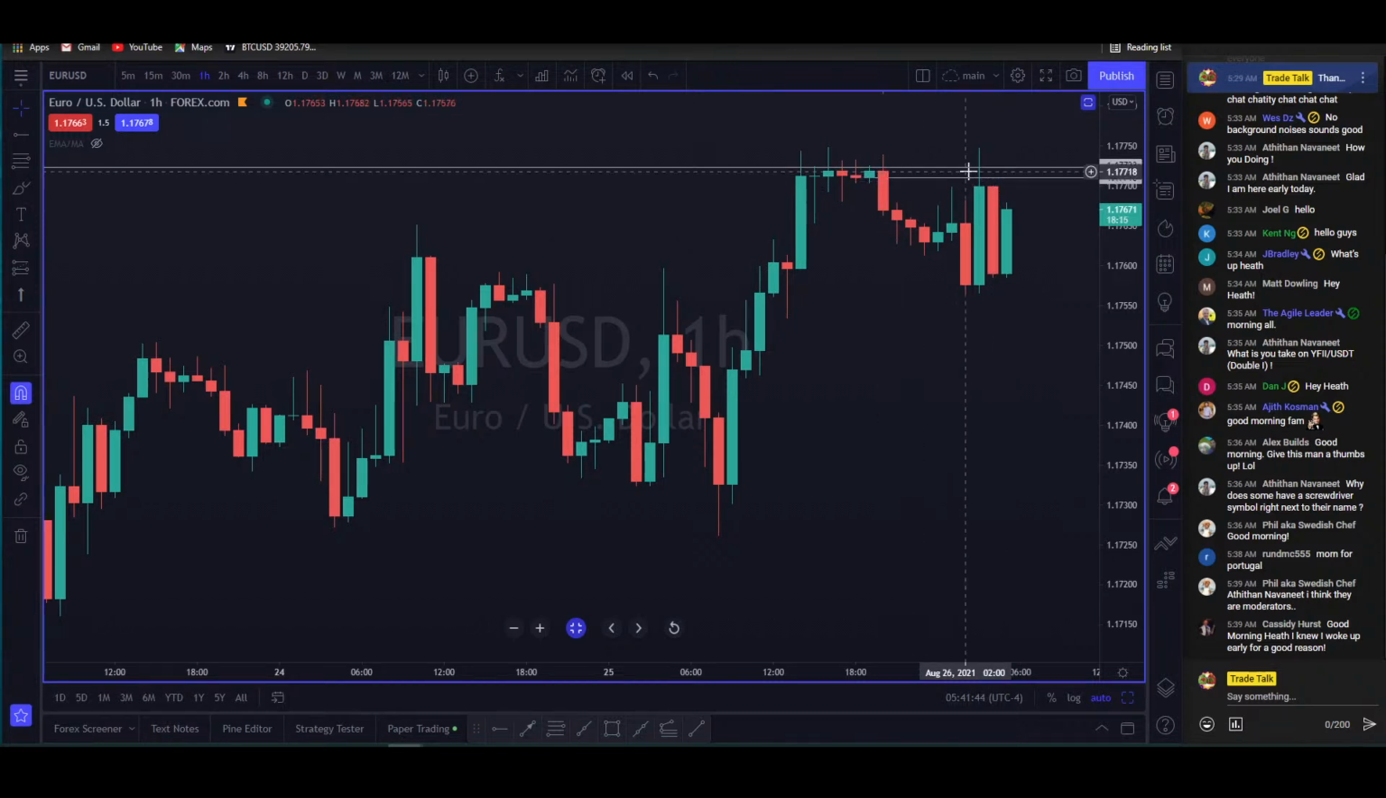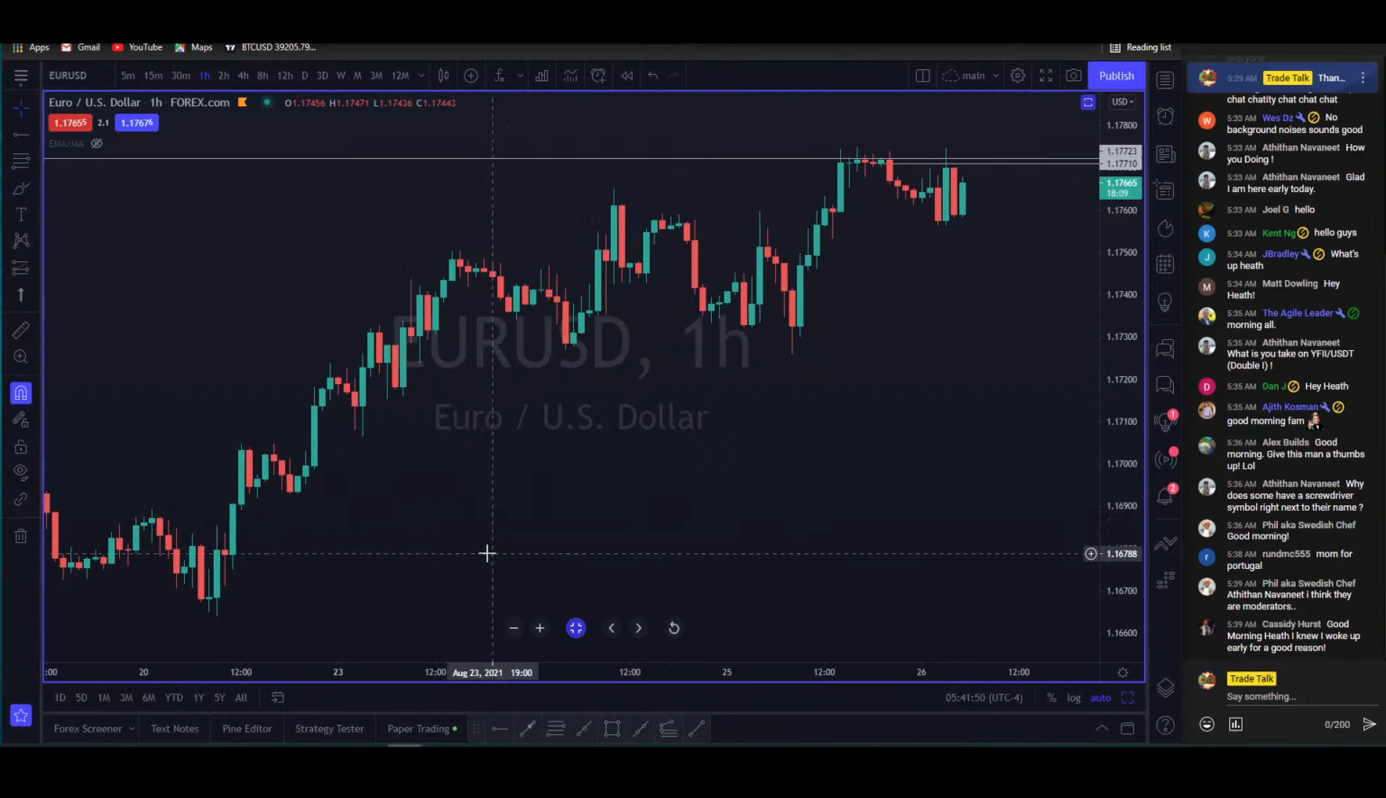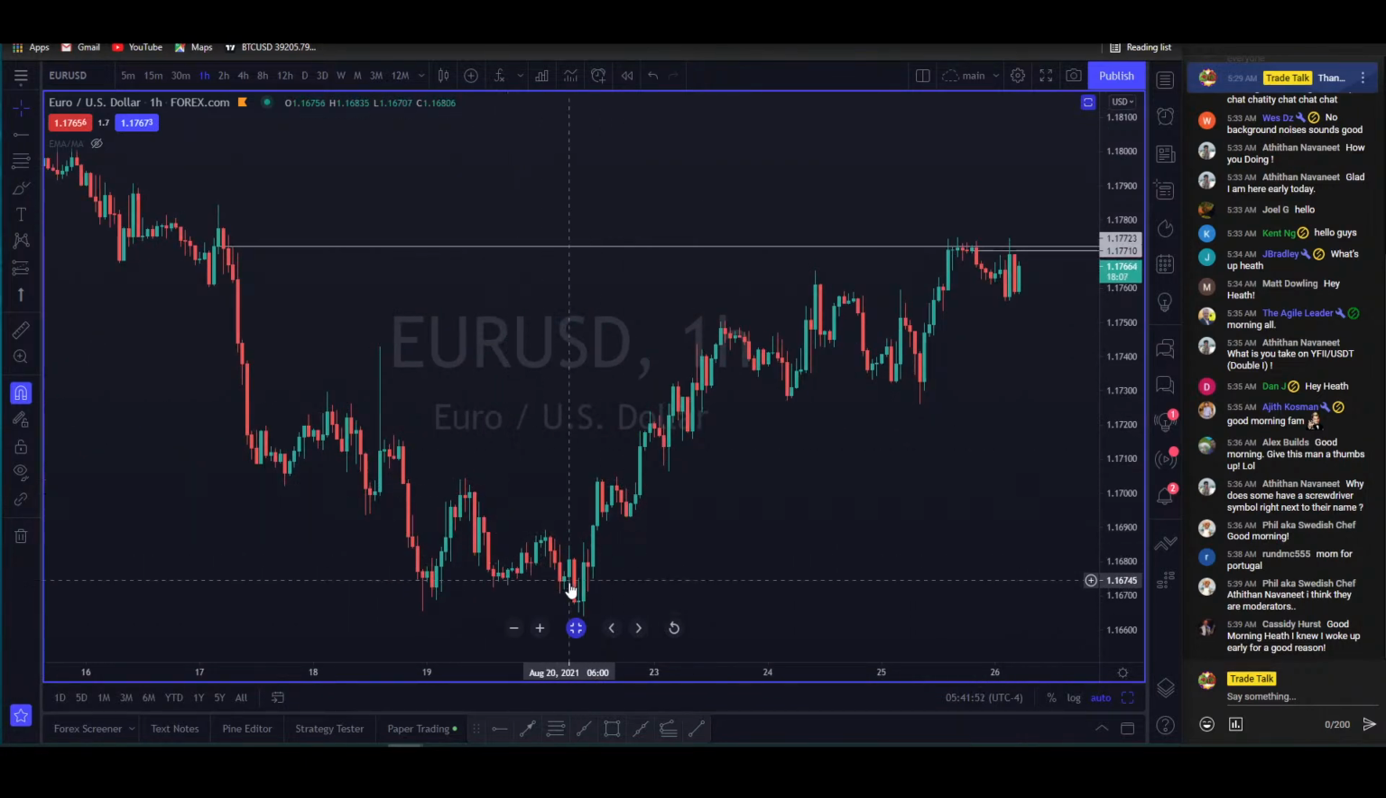So here you go. That's the level. You don't want to see an hourly close above that. If you get an hourly close above that, then it looks like you're going to see bullish continuation. The dollar, once it put in that high, it absolutely just got sold off, right? Something different is going on. So we have to be aware of this.